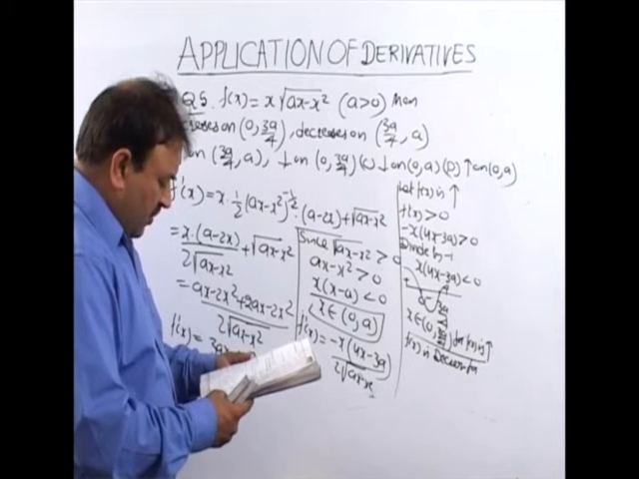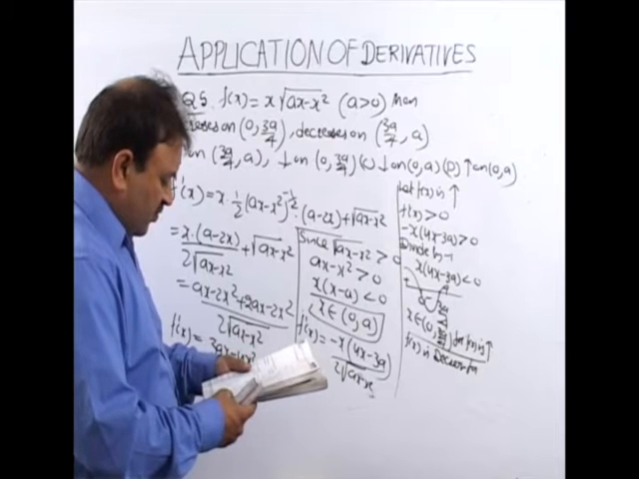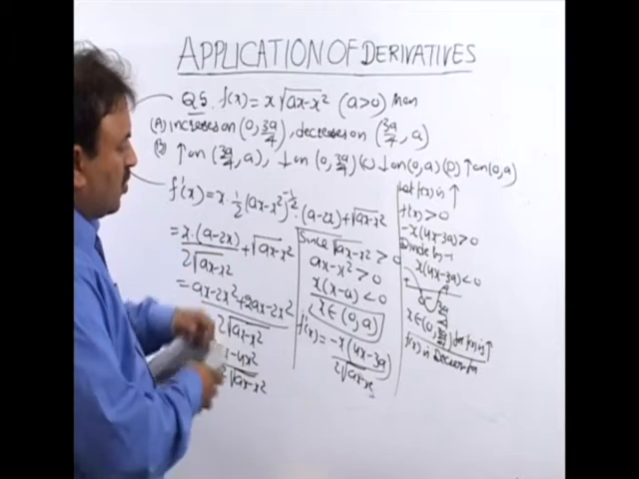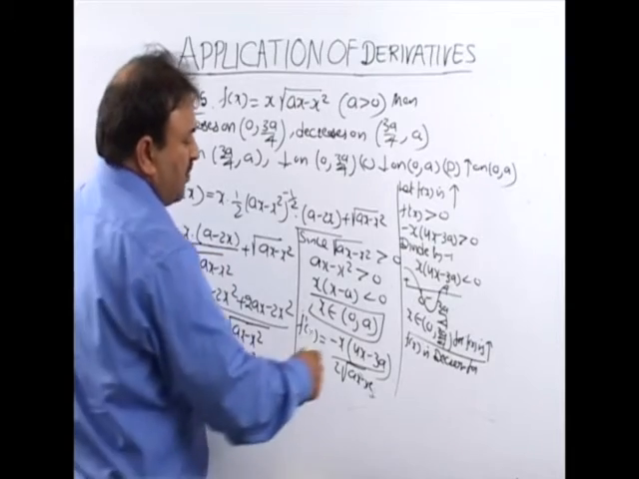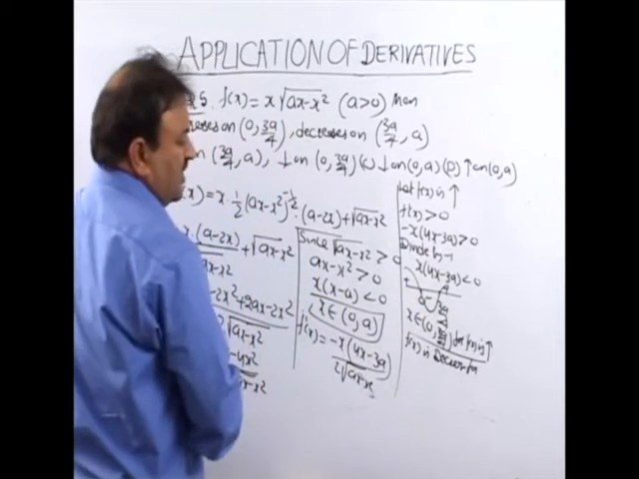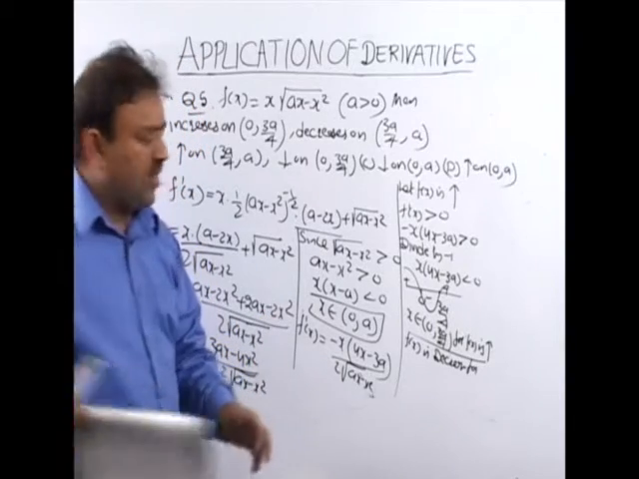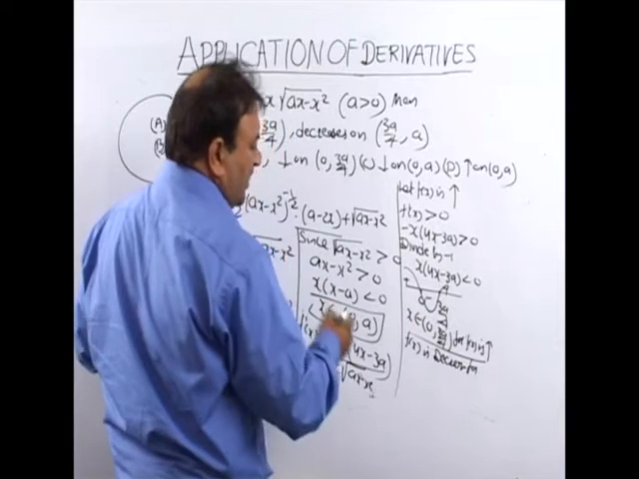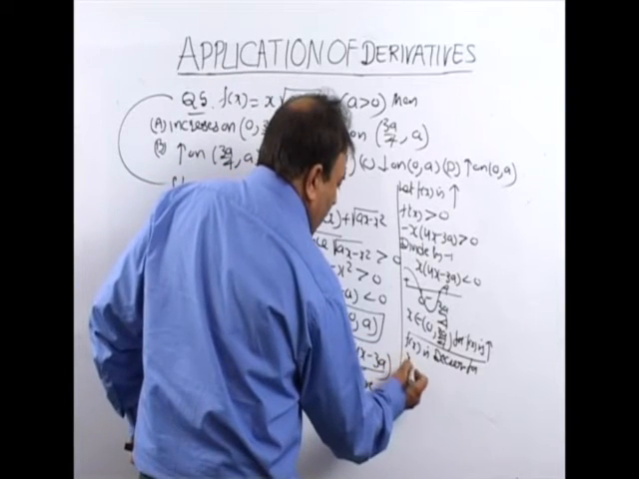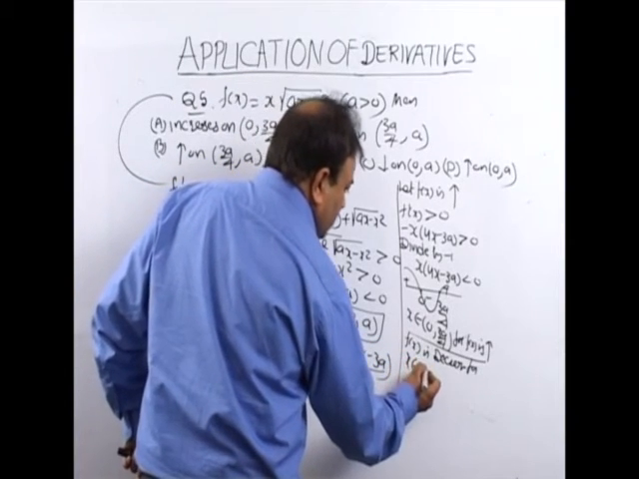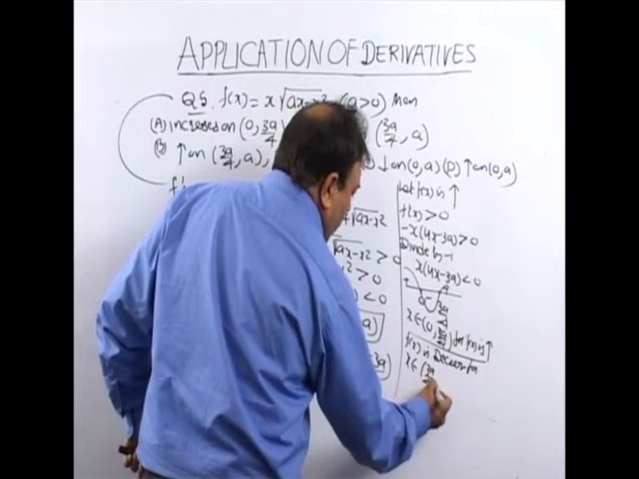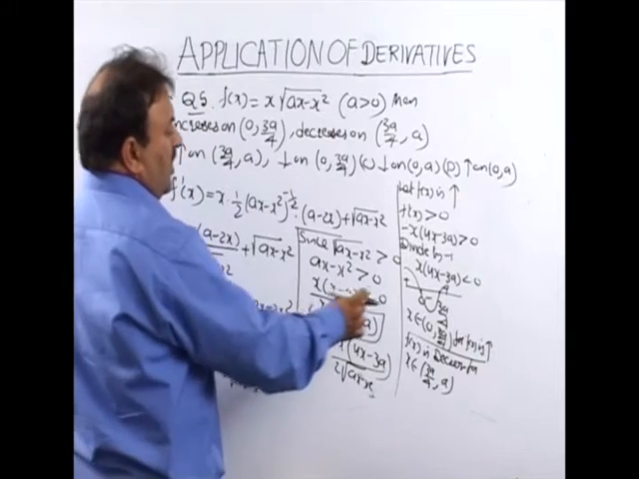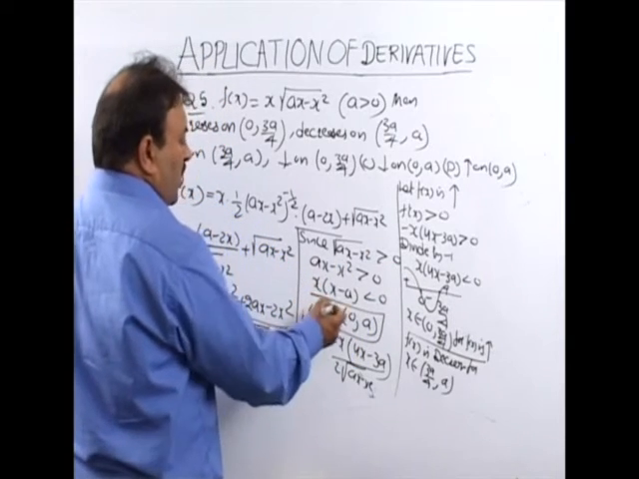Now f(x) increases in what? F(x) increases in 0 to 3a by 4. That's it, fine. बिल्कुल ठीक है यहाँ तक. f(x) increases in 0 to 3a by 4 and f(x) decreases. f(x) कहाँ पे डिक्रीज करेगा? It is x belongs to 3a by 4 comma a. क्यों? ये वाला इंटरवल हम रिजेक्ट कर देंगे क्योंकि x की वैल्यू लेस देन 0 नहीं हो सकती.